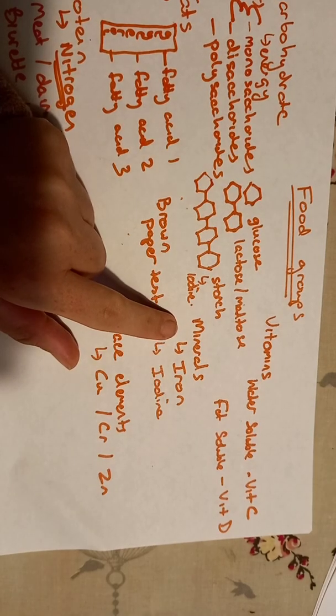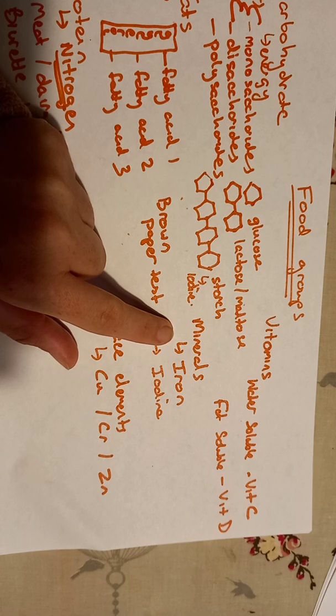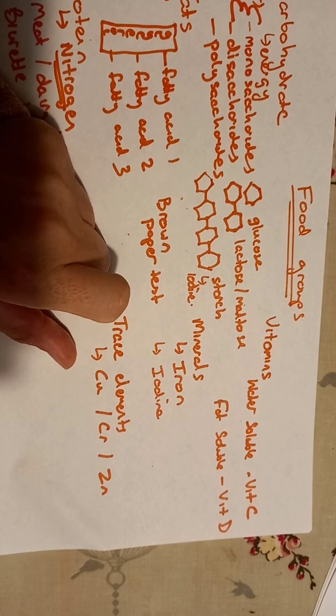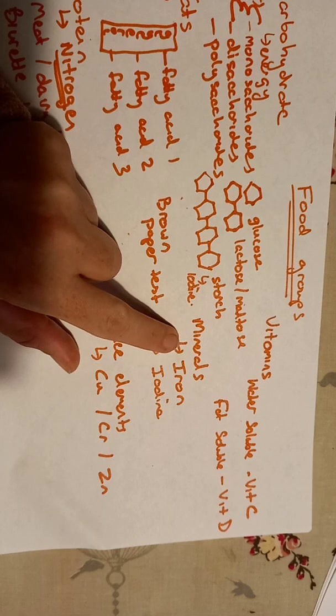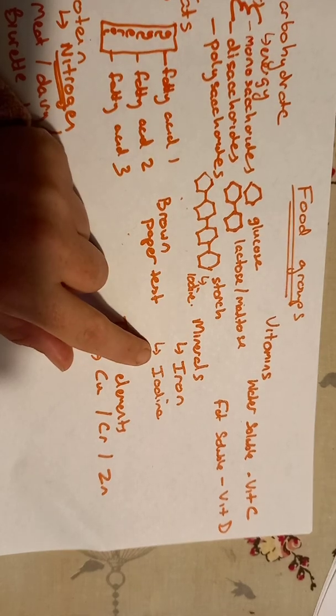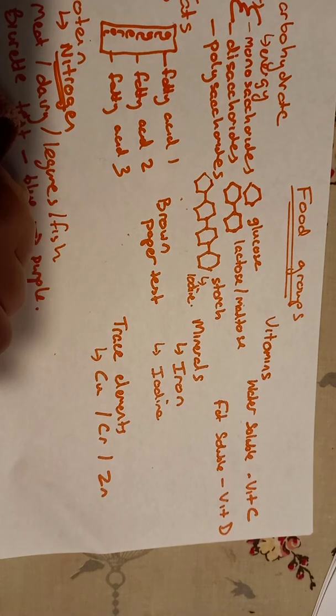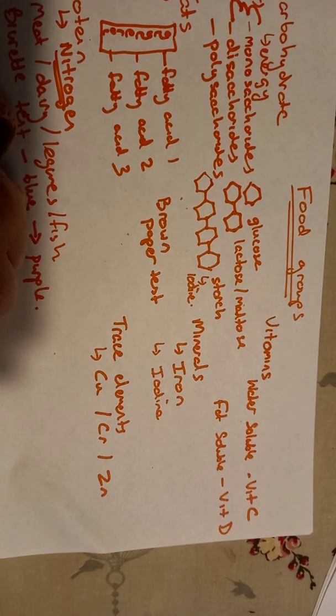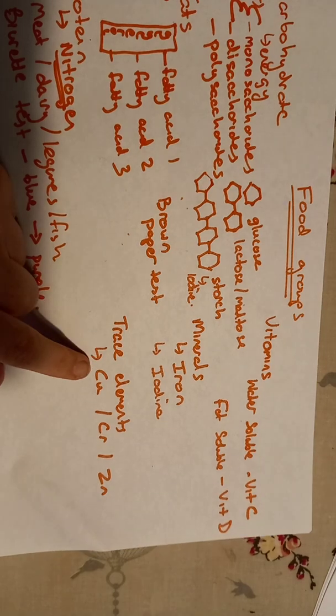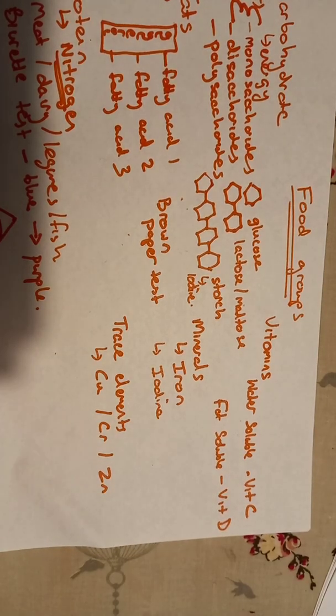Your important minerals, girls, in your diet will be iron for your blood cells, your hemoglobin in your blood cells. If you don't get enough of this, you get anemia, which is a kind of a weakness and tiredness or paleness to your skin. So you have to take in your red meats or your green vegetables. And then another mineral will be iodine, which is really important for the production of thyroxine in your thyroid. Then your trace elements, girls, will be copper, chromium, and zinc.